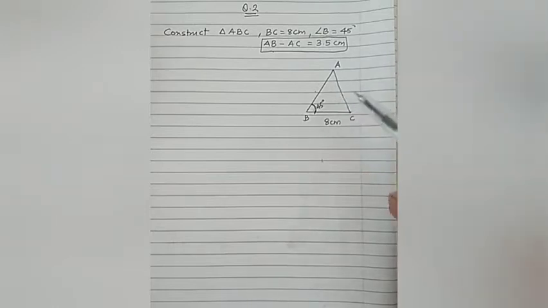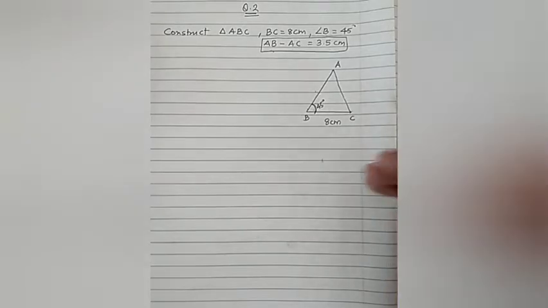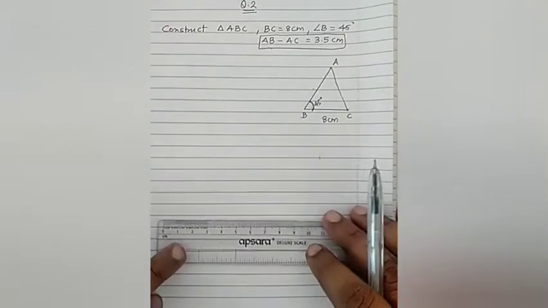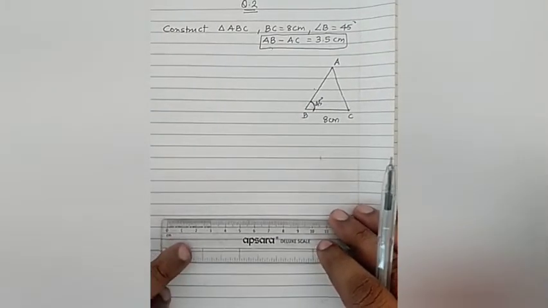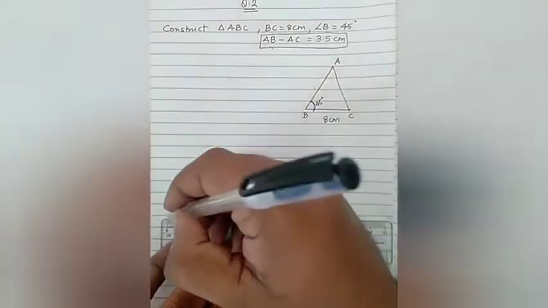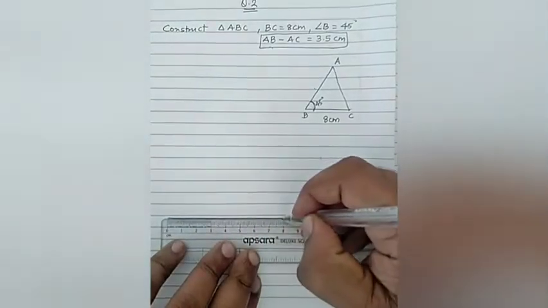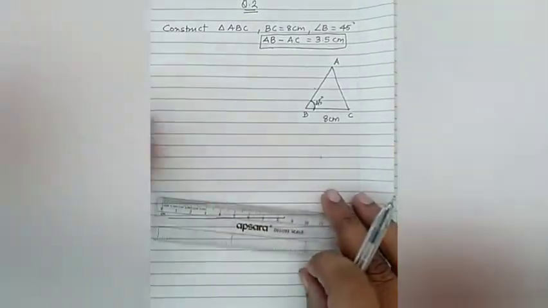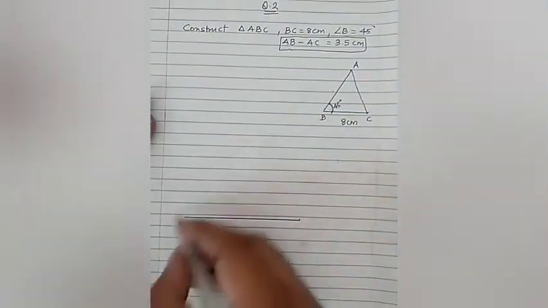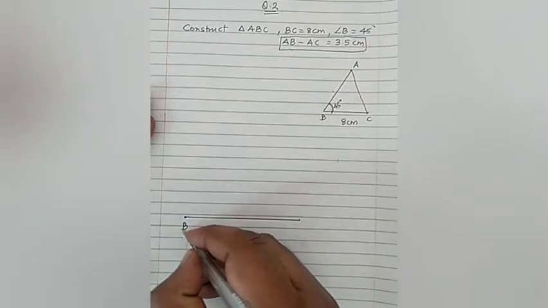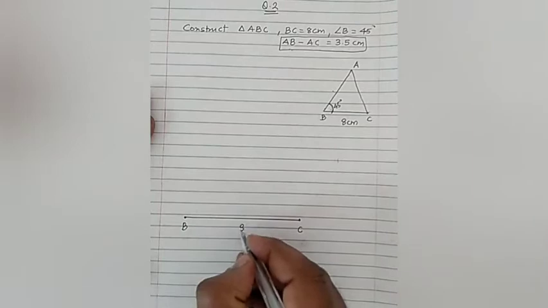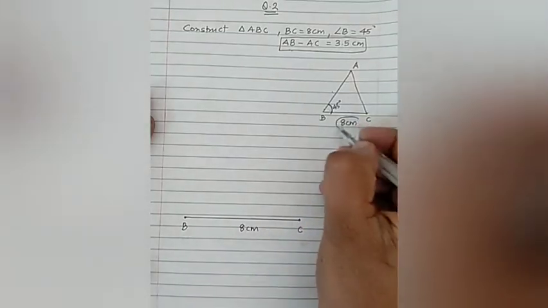Okay, now in this case, you can proceed with the same process that we did for question number 1. That is, we'll begin with the base, which is equal to 8 centimeter. As you could see over here, I'm using my ruler and my pencil to draw 8 centimeter, which is my base. So let me name this B, C, and that is equal to 8 centimeter. Let me just circle this out.